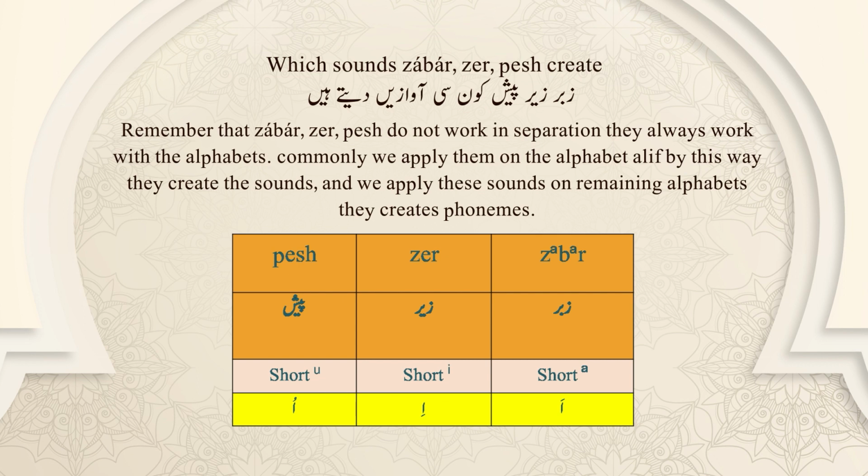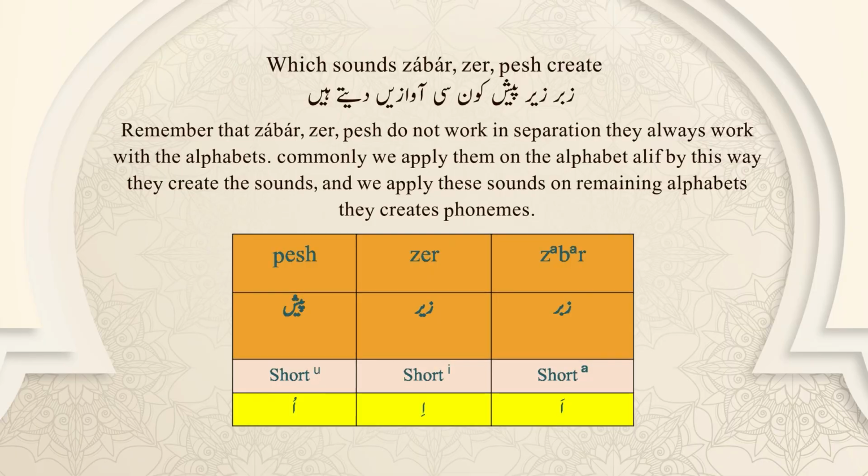We have introduced you to these sounds, but in this lecture, we'll apply these diacritic marks of Zabar, Zair, Pesh on every alphabet and create their phonemes. And we have told you that Zabar in English is equivalent to short A. We'll apply this on Alif, it will be the sound of A. And with Zair and Alif, it will be the sound of E. And with Pesh, with Alif, it will be the sound of O. What we have to do is take these three diacritic marks and apply them on alif, and this will create sounds for us.